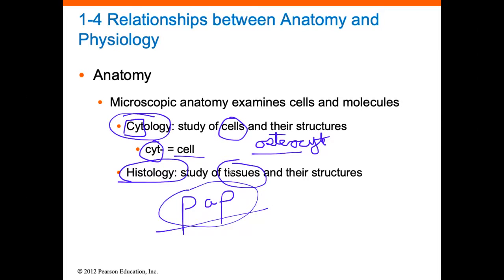And a pap smear is when they slough off the tissues within the vaginal canal and the tip of the cervix. That's basically doing a biopsy, right? They're taking a tissue sample, they send it to a histologist. A histologist studies tissues.